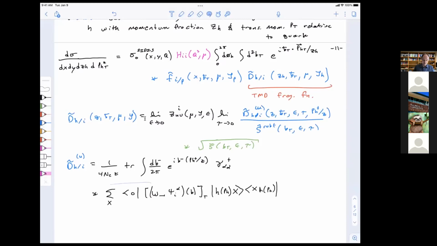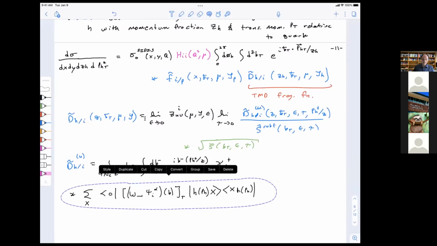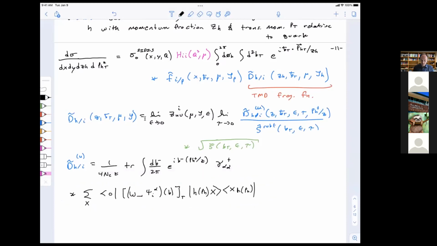Probably going to need more room. Squeeze it over. And then I have the kind of opposite situation with a psi bar. Alpha and alpha prime are some spinor indices. These W's are some Wilson lines. These fields start at 0. There's also some regulator needed.